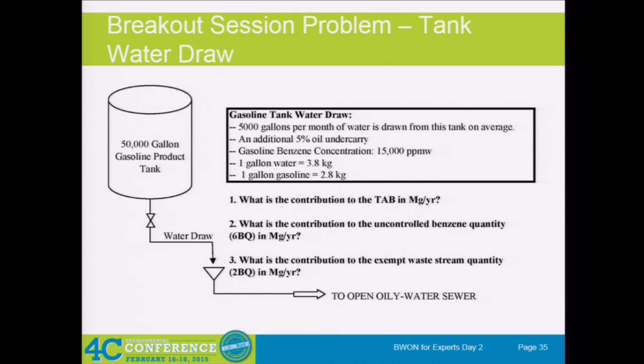The 19. Where did the 19 come from? 5,000 gallons. And then I used 1 gallon of water. I used 3.8 kilograms. And then I converted it to megagrams. And so that's the water phase contribution. So you did that up there. Did you forget your 3.8? Oh no, you got your 3.8. And that's for 1 month? How many months are in a year?